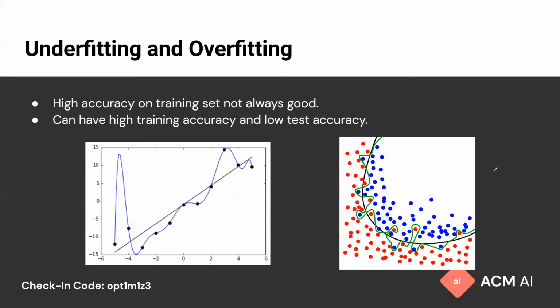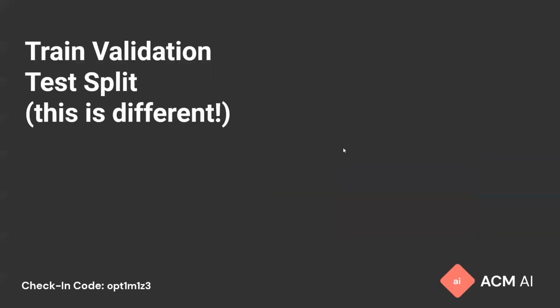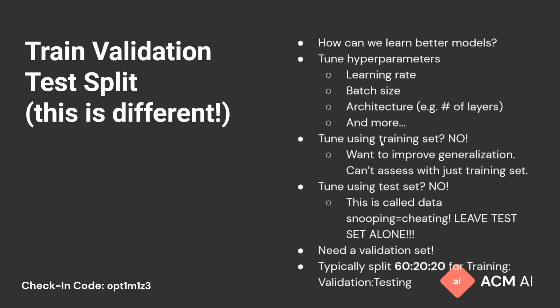Okay, next slide, please. And so in this slide, we introduce a third split into our data set, right? So we had training, we had testing, and now we're introducing a third split in our data set called the validation set.